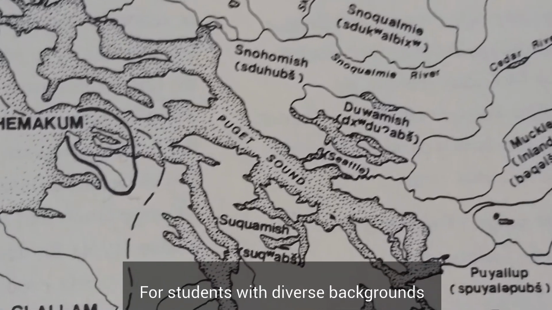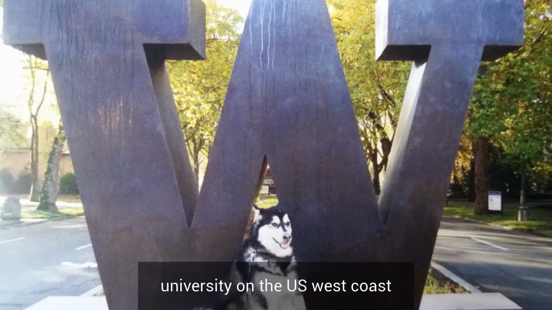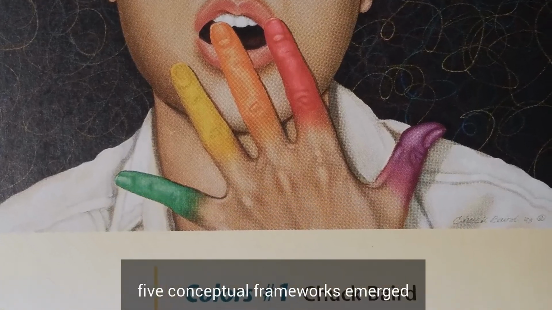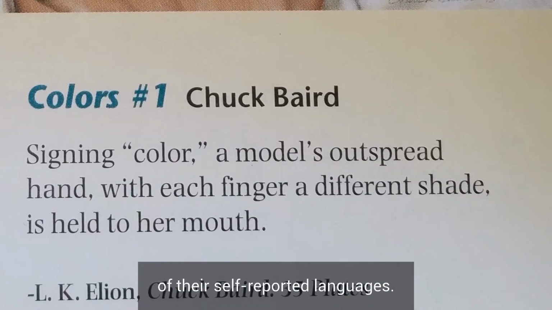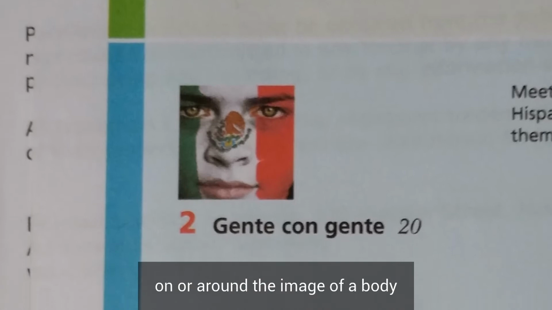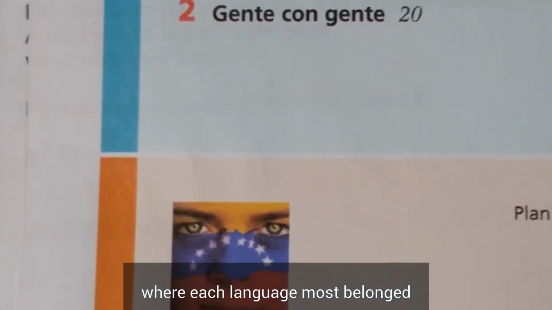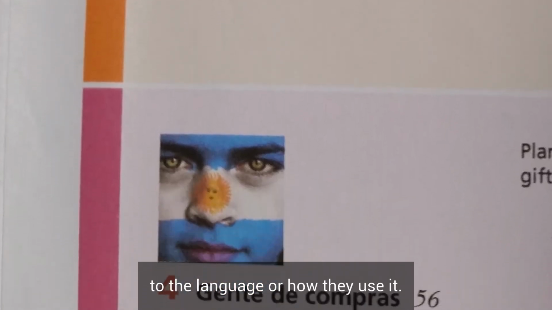For students with diverse backgrounds studying languages at a large public university on the U.S. West Coast, 5 conceptual frameworks emerged about their embodied representation of their self-reported languages. They were asked to label locations on or around the image of a body where each language most belonged for them to represent their relationship to the language or how they use it.